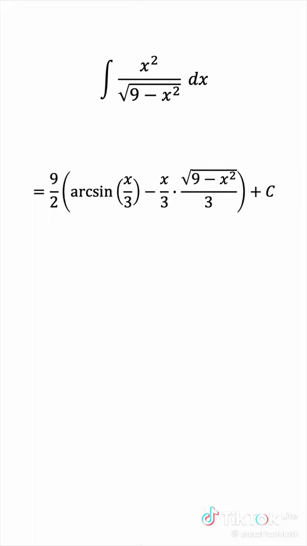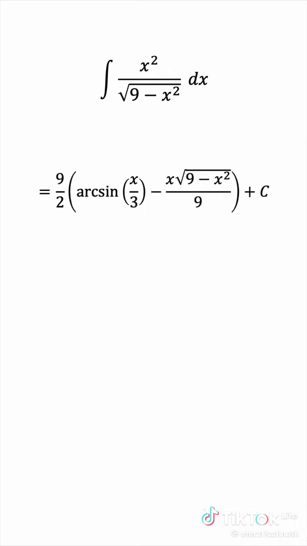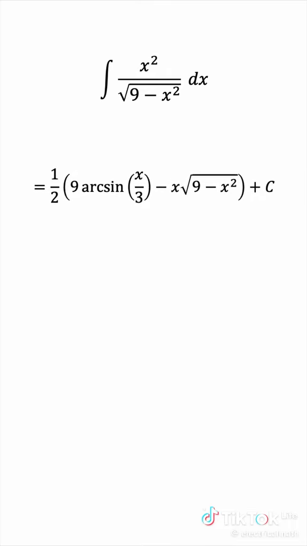We can now simplify this fraction, and then notice we have a 9 outside the brackets, so we can use it to clear the denominator of the fraction inside. This is just an extra step for simplification, but that's the final answer.